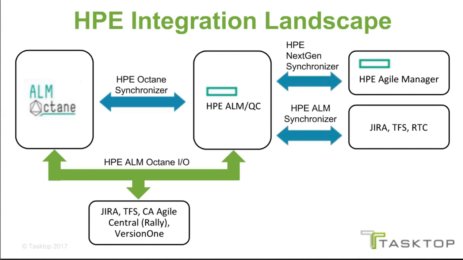Can I connect ALM to both Jira and TFS at the same time? Yes, you definitely can, and you can choose whether you want this subset of artifacts from ALM to go to Jira and this other subset to go to TFS. You could also set it up so that all of your changes flow through all of the systems. But there still is the maximum user count there.